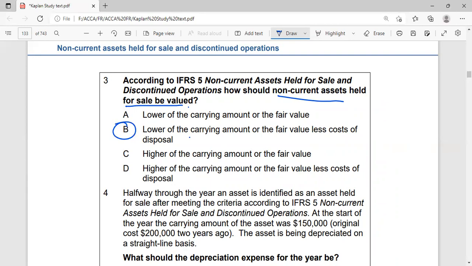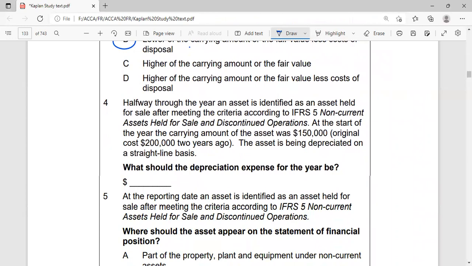Next. Halfway through the year, an asset is identified as an asset held for sale after meeting the criteria according to IFRS 5. At the start of the year, carrying amount is 1,50,000. Original cost is 2 lakh. Asset is being depreciated on straight line basis. What should be the depreciation expense for the year?